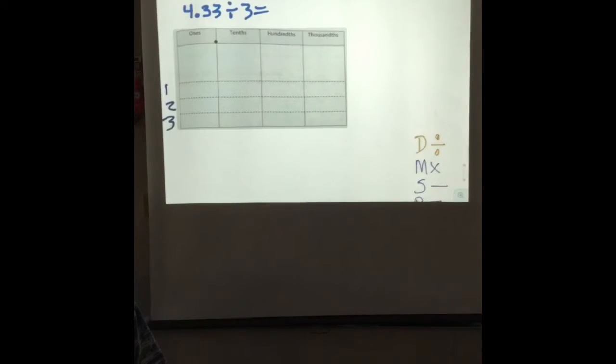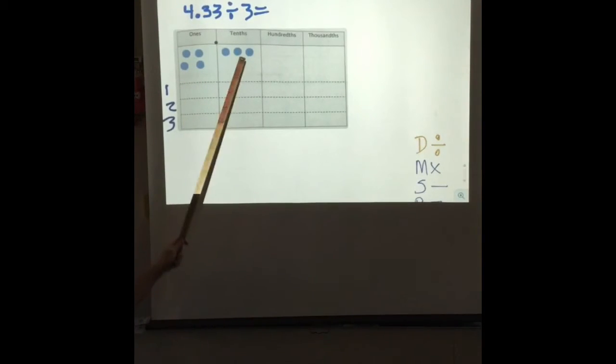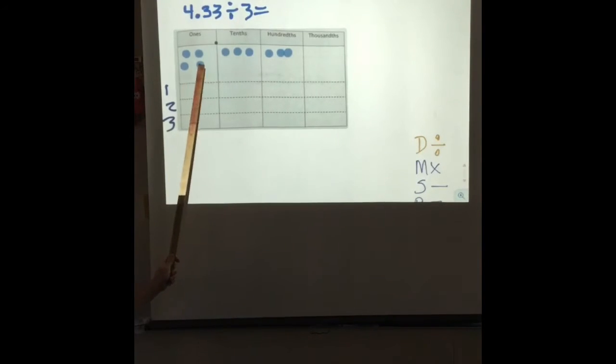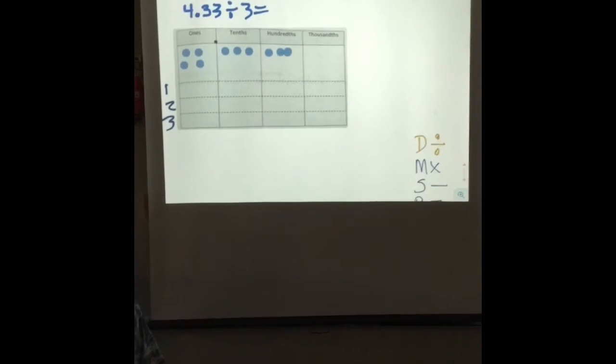1, 2, and 3. How many should we put in the ones? 4, that's right. How many in the tenths? 3, right. And how many in the hundredths? We have 3. Now the way I'm going to do this is I'm going to erase them and put them into the places, okay? And then we'll go from there. So you have to pay attention carefully if you would. If you need to draw this out first, stop the video and then draw it out, and then watch as they get erased and put in their places.